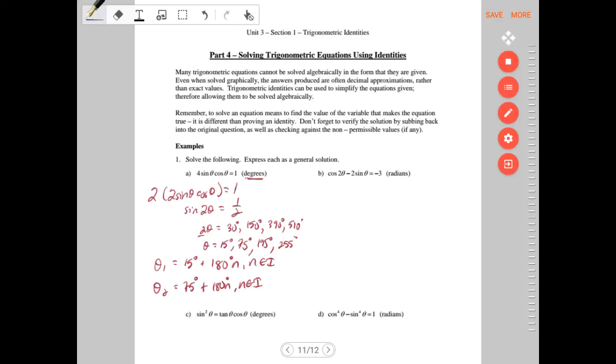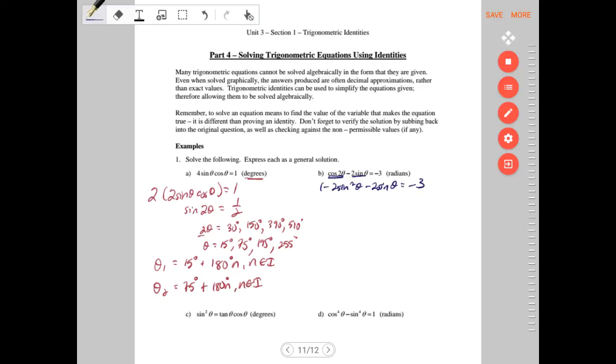Cos 2 theta minus 2 sine theta equals negative 3. So this cos 2 theta is a double angle identity, and I have 3 choices for that one. Notice here that I have a sine theta, so I'm going to use the 1 minus 2 sine squared theta for that. 1 minus 2 sine squared theta minus 2 sine theta equals negative 3.